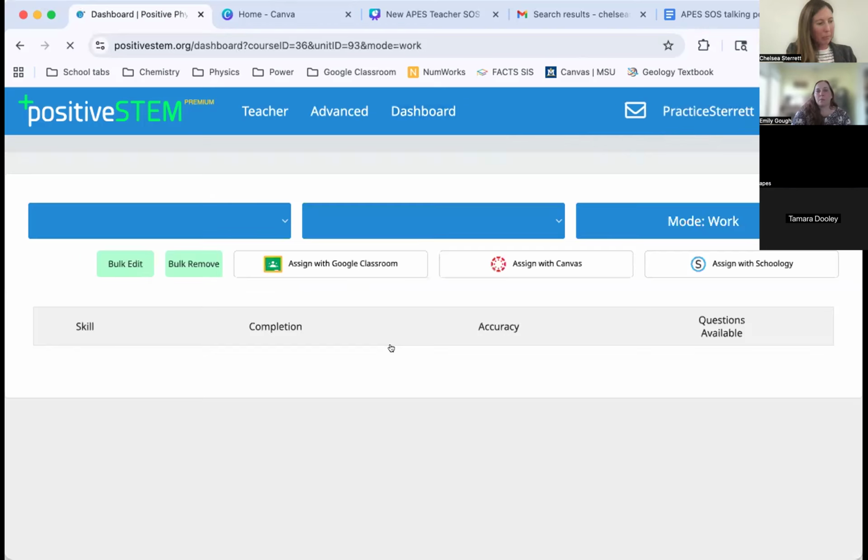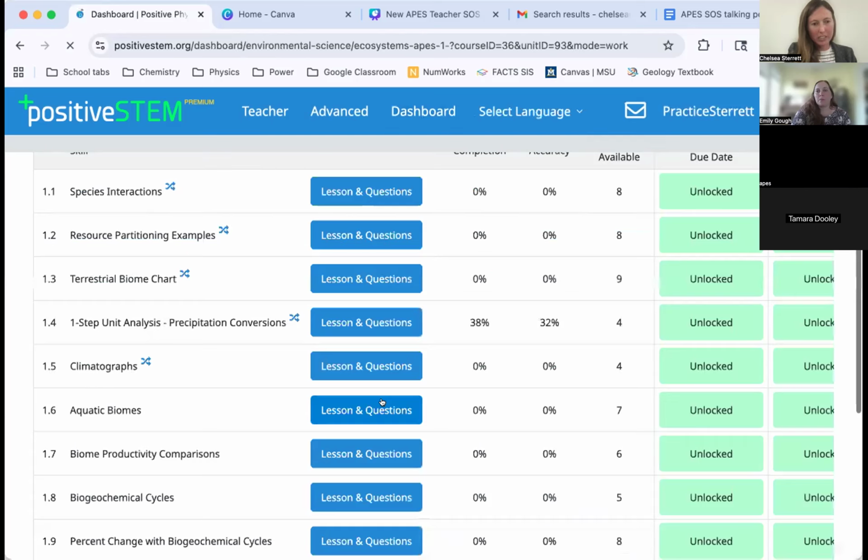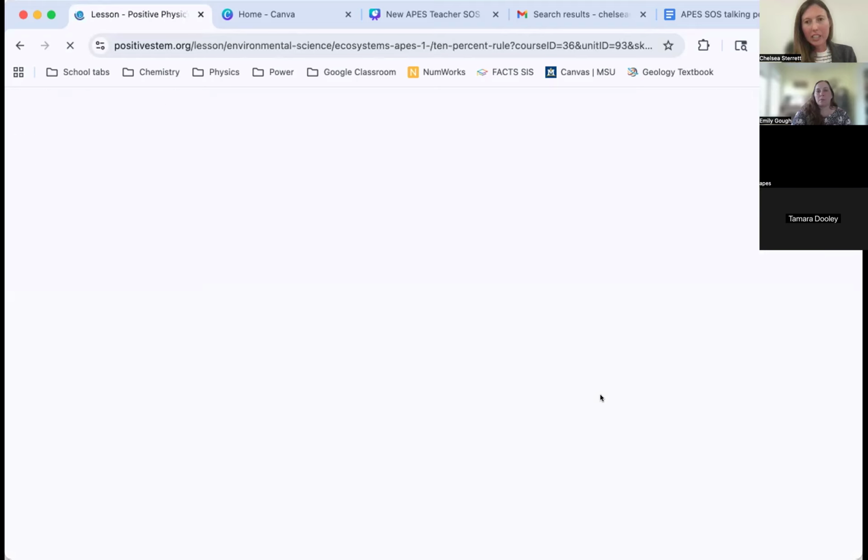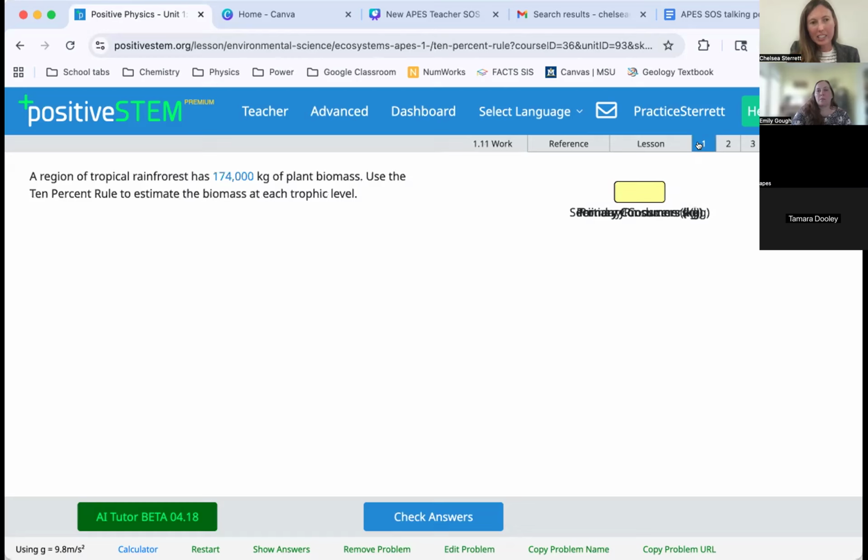And then the 10% rule one. So the 10% rule for ecosystems, this is also one of the topics for Unit 1. And rather than just having students memorize it, if they get to work with the data, that can help.